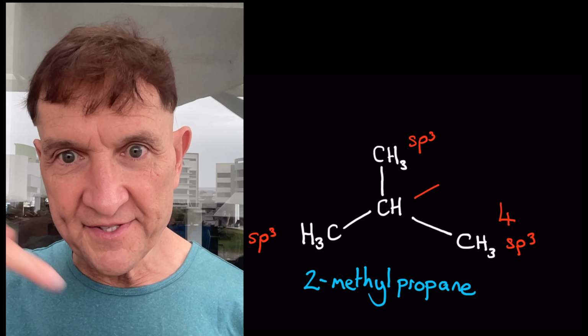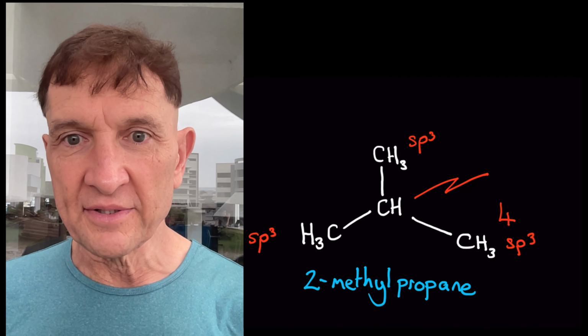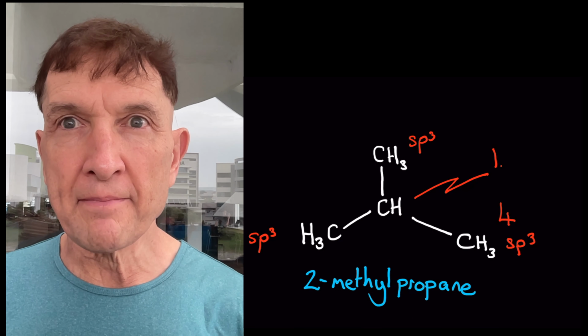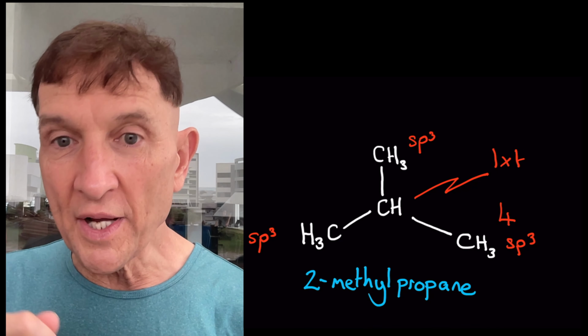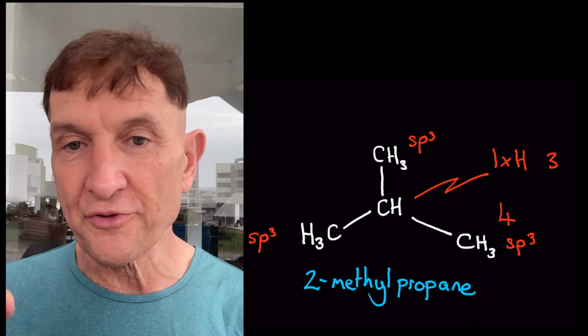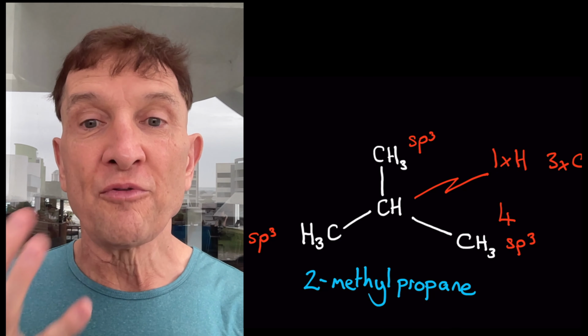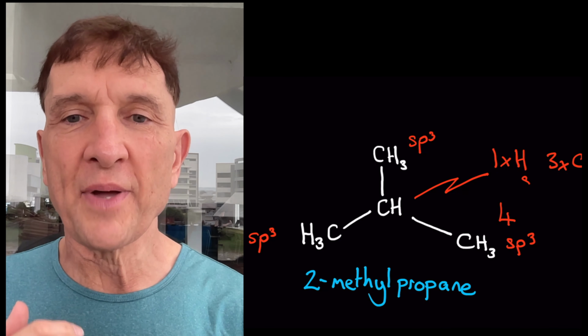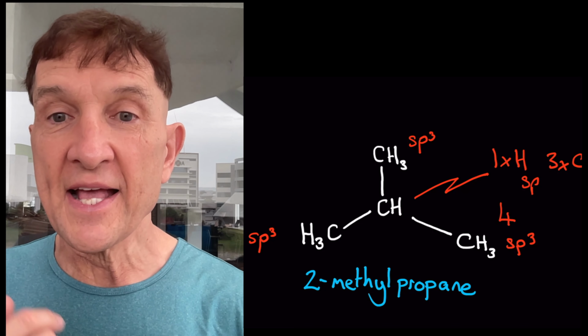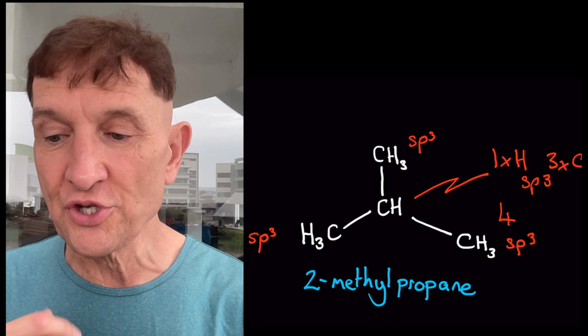What about this central unique carbon? That's a CH, the methine. That's got 1 hydrogen, 3 methyl groups or 3 carbons attached to it, 4 groups surrounding it, no lone pairs. It's also sp3 tetrahedral geometry. Hey, we're on a roll.